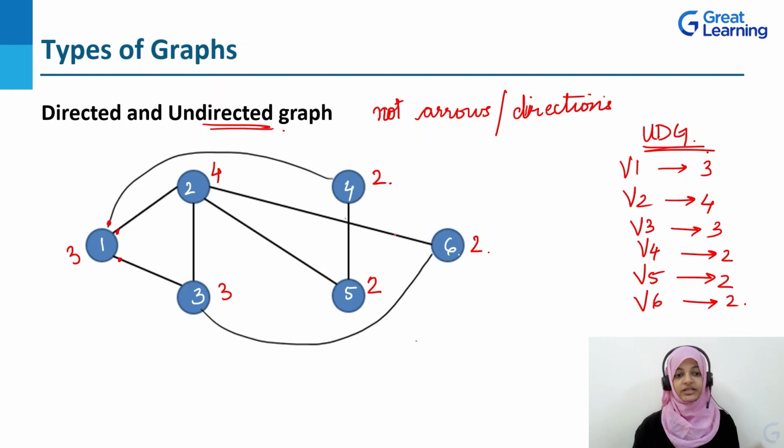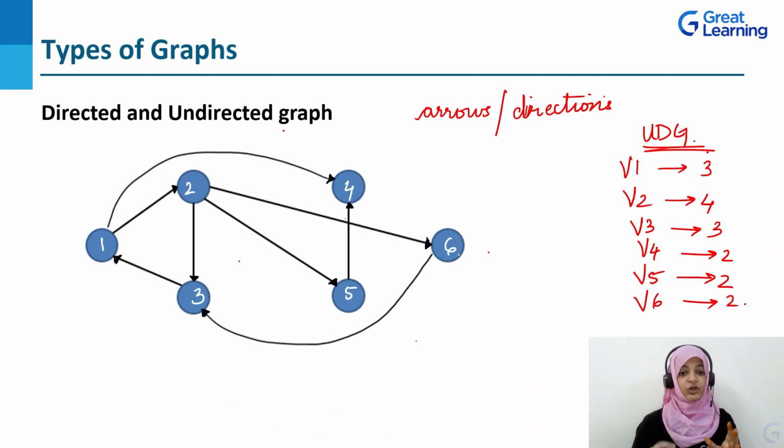So, now let us look at the directed graph. Let this be our directed graph. Now, what is a directed graph? As you can see from the diagram given here, all of our vertices are still the same. Even the shape of our graph has been maintained. What is different is that the edges here do have arrows or directions on them.